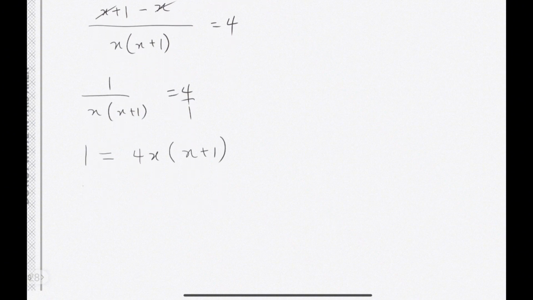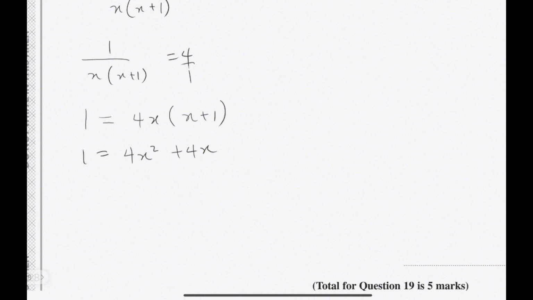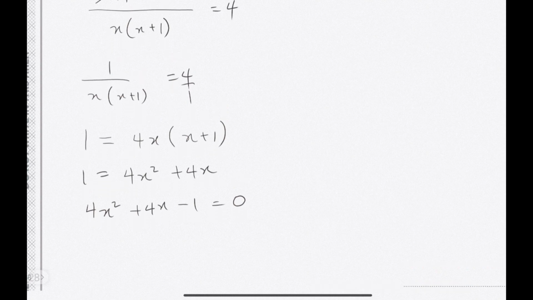So we open the bracket. So 1 equals 4x squared plus 4x. So bring everything to one side. So I have 4x squared plus 4x minus 1 equals 0. So this is a quadratic equation. So what do we do next?